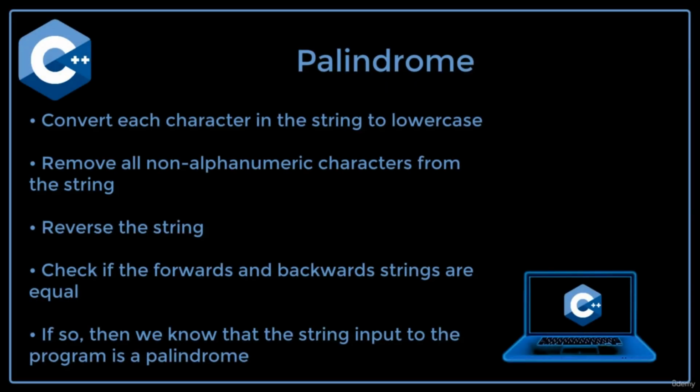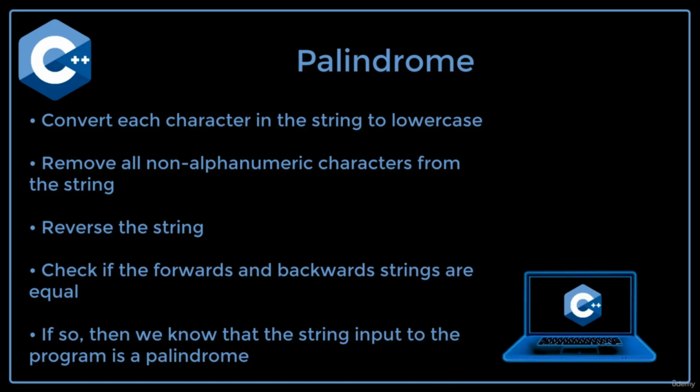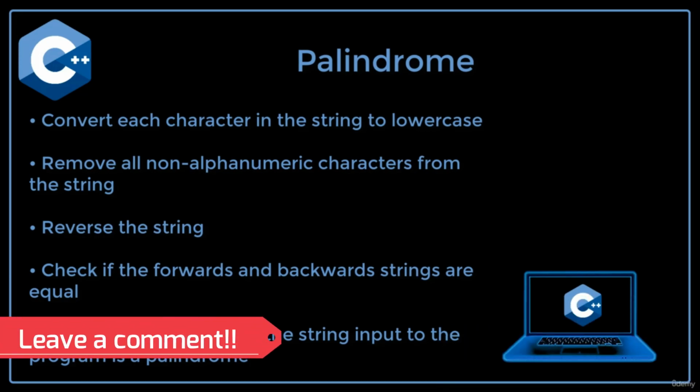One approach we could take to solve this problem is to convert each character in the string to lowercase, remove all non-alphanumeric characters from the string, reverse the string, and check if the forwards and backwards strings are equal. If so, then we know that the string input into the program is in fact a palindrome.